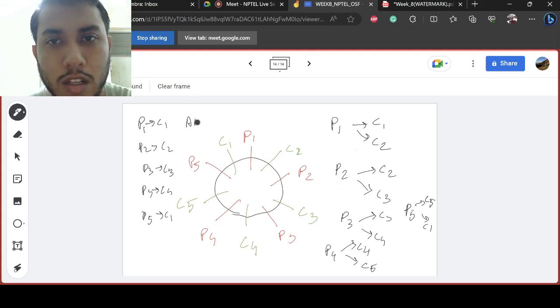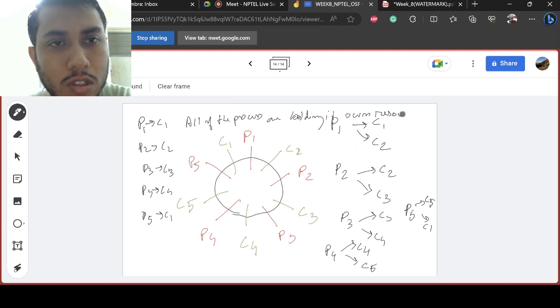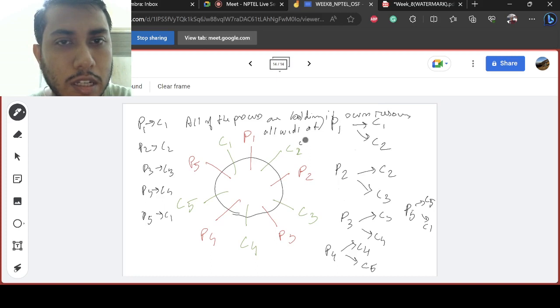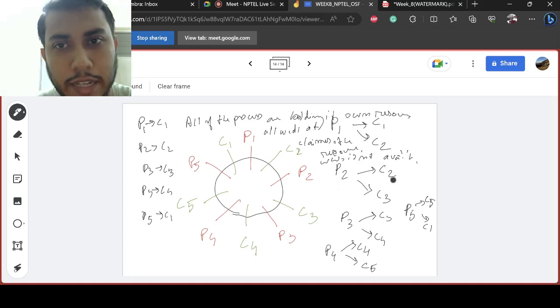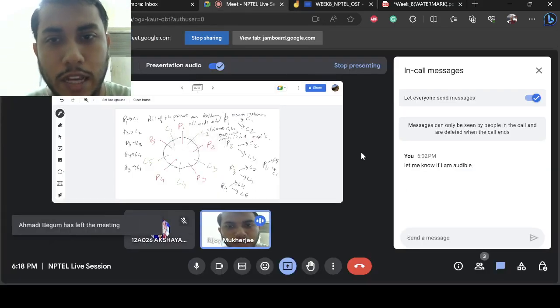All of the processes are holding their own resource as well as claiming another resource which is not available. So all of them just remain in the state called deadlock because they are not able to acquire the other resource.